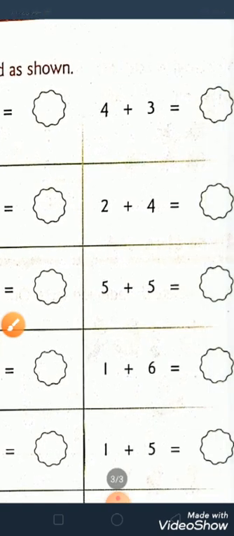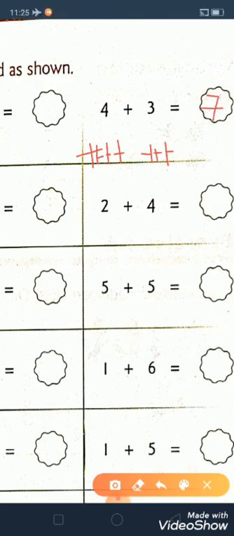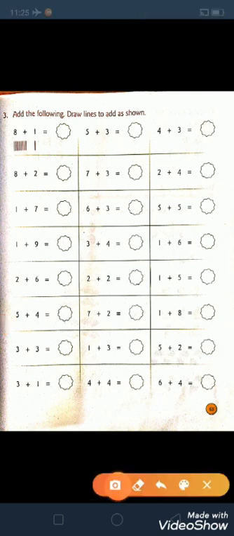Now 4 plus 3. 1 2 3 4. 1 2 3. 1 2 3 4 5 6 7. How many children total? 7. Now remaining you try at your home. In next class I will tell you its answers.